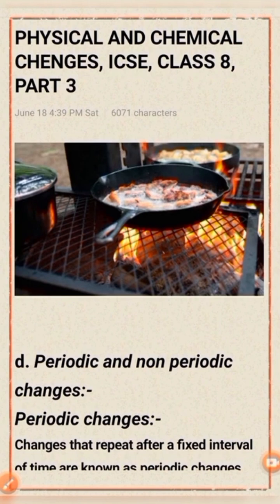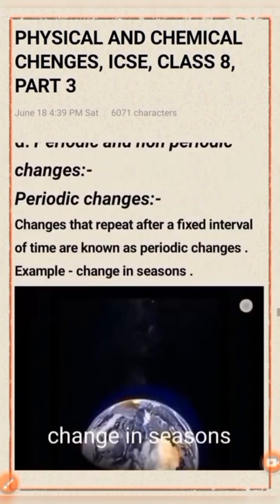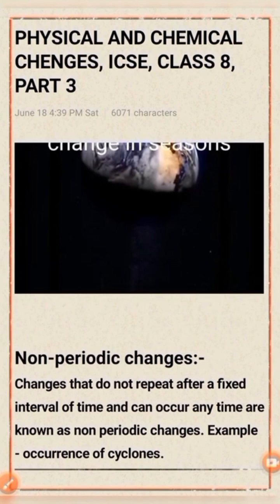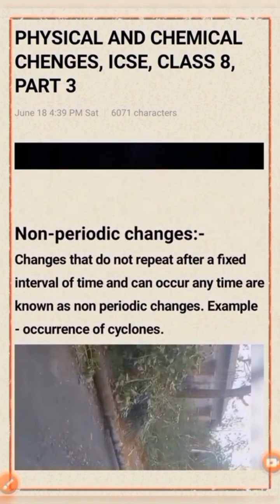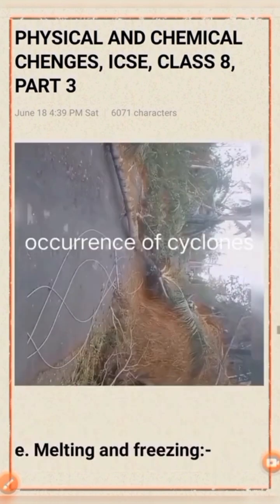Next difference: periodic and non-periodic changes. Periodic changes: changes that repeat after a fixed interval of time are known as periodic changes. Example, change in seasons. Show the video of change in seasons. Next, non-periodic changes: changes that do not repeat after a fixed interval of time and can occur anytime are known as non-periodic changes. Example, occurrence of cyclones. Show the video of occurrence of cyclones.